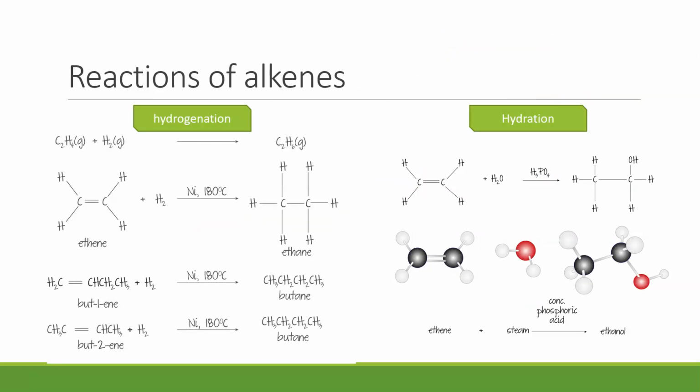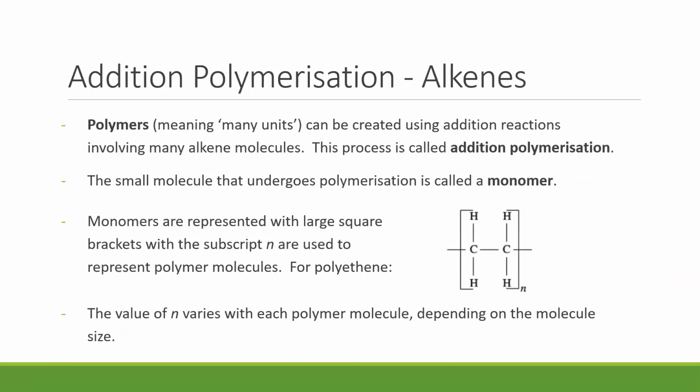So we have hydrogenation, which is the adding of hydrogen. This is going to be at warm temperatures using nickel. Okay, we have hydration, where we add water across the double bond to form the corresponding alcohol, and this requires a concentrated acid and high temperatures. The last one that we're going to talk about is addition polymerization.